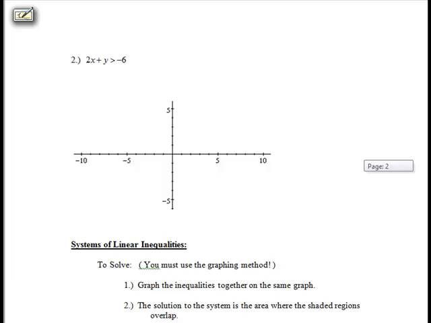Another example, example 2, 2x plus y is greater than -6. Another linear inequality. We want to begin by putting this one into slope-intercept form, so all we have to do is subtract 2x from both sides. Now remember, working with inequalities, if you ever end up multiplying or dividing both sides by a negative, you have to remember to flip that inequality sign. But we certainly did not have to in this case.